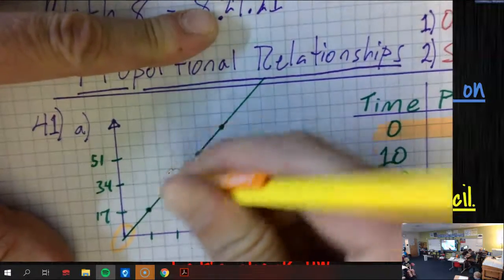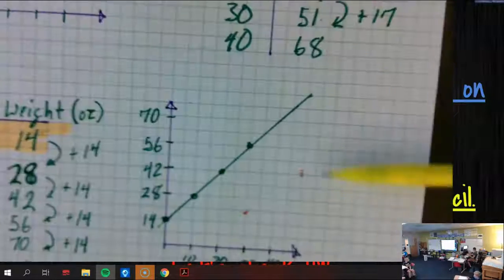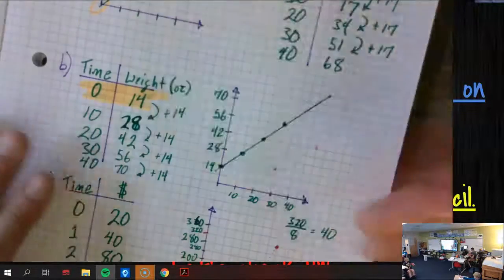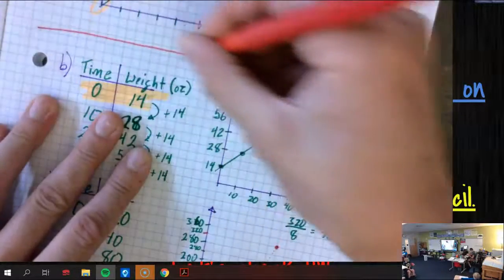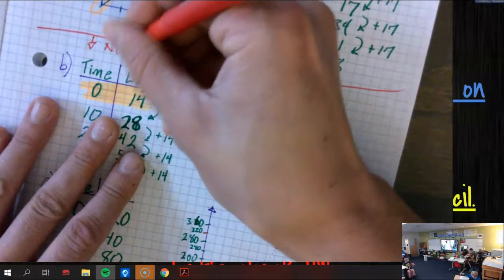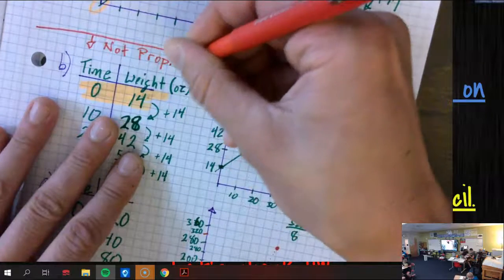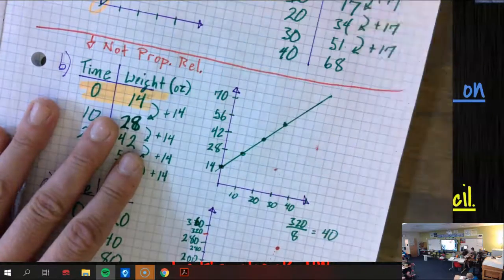Questions on that? Both of these other graphs are not proportional graphs. So I'm going to go ahead and make a pretty harsh line across here and say that these are not proportional. And we can abbreviate proportional relationship with prop rel.